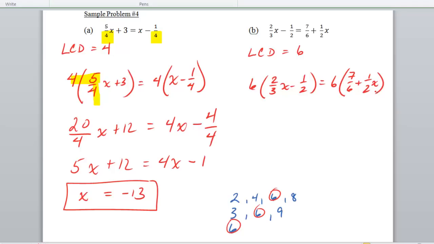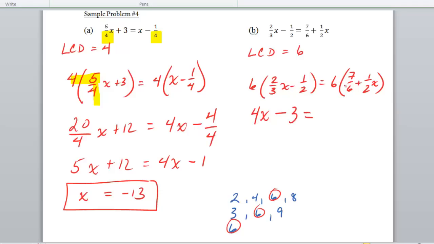This time, instead of doing it in 2 steps, I'm going to do it in 1, and I'm going to use that little backwards L technique. So I'm going to say 6 times 2 is 12. 12 divided by 3 is 4. And then of course we have to bring the x. Then I have 6 times 1 is 6, divided by 2 is 3. And of course we had a negative there, so that's technically a negative 3.